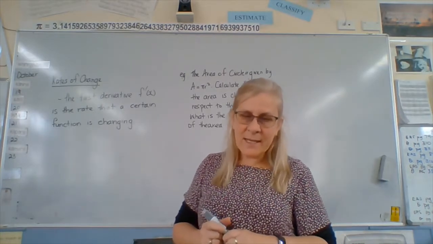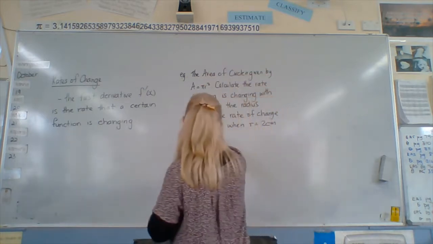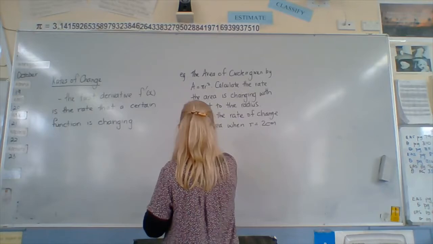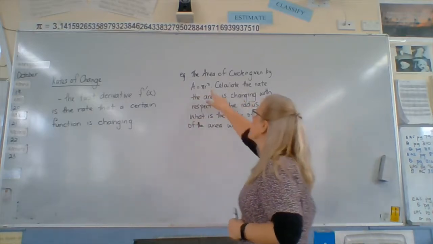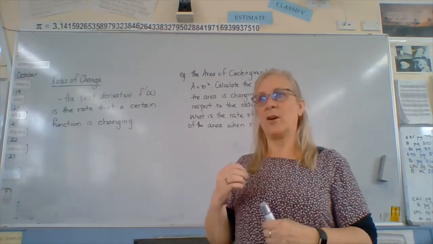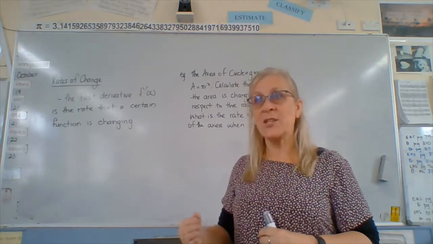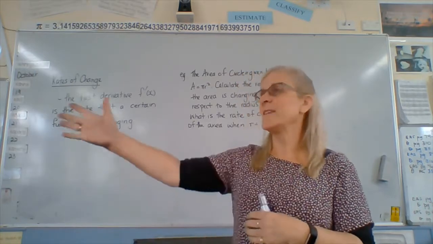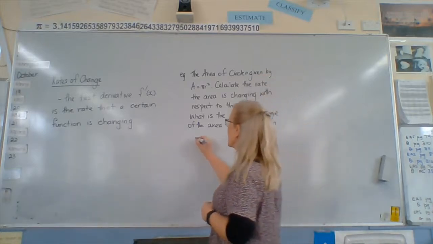You want to say the area is going to be 2 squared is 4 times pi. That is the area of the circle, but it's not the rate with which it's changing over the increasing or decreasing of r. Okay, so what we have to do is differentiate.